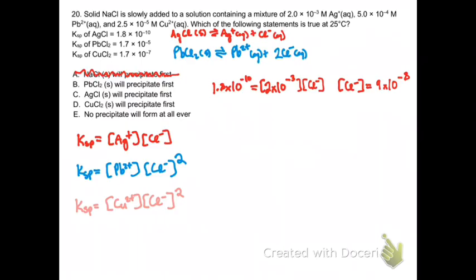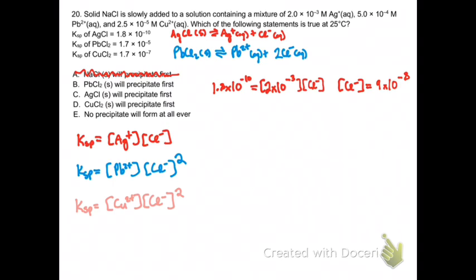Remember, once you reach saturation, if you add even a little more, we're going to get a precipitate. So in these problems, you're basically calculating how much of the common ion, the ion that's in common between these, in this case, 3 different salts, it's going to take to reach saturation. Because whichever one reaches saturation first, that's the one that's going to precipitate out first if you keep adding chloride.